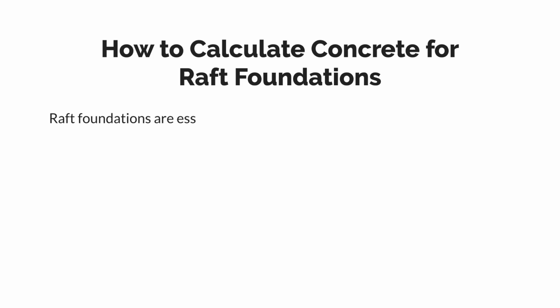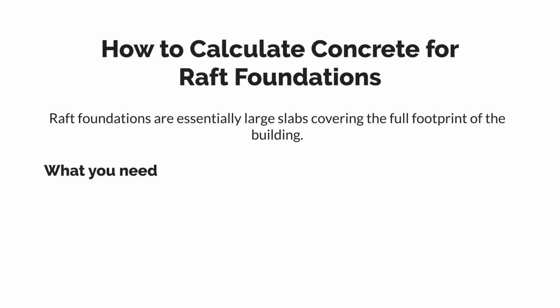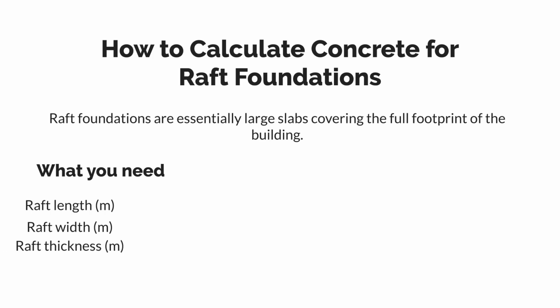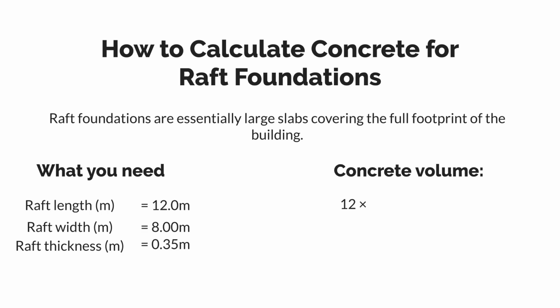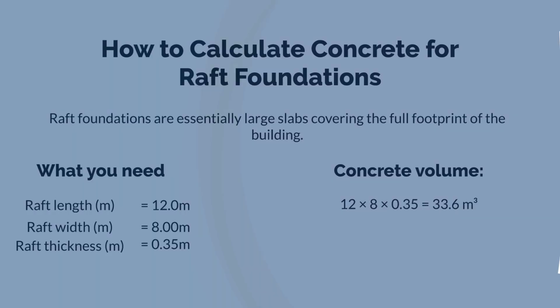Raft foundations are essentially large slabs covering the full footprint of the building. So again, what you need is the raft length, the raft width, and the raft thickness. A worked example here of a raft foundation would be a length of 12 meters, a width of 8 meters, and a thickness of 0.35 meters. So the equation here is 12 times 8 times 0.35, which gives us a total of 33.6 cubic meters.